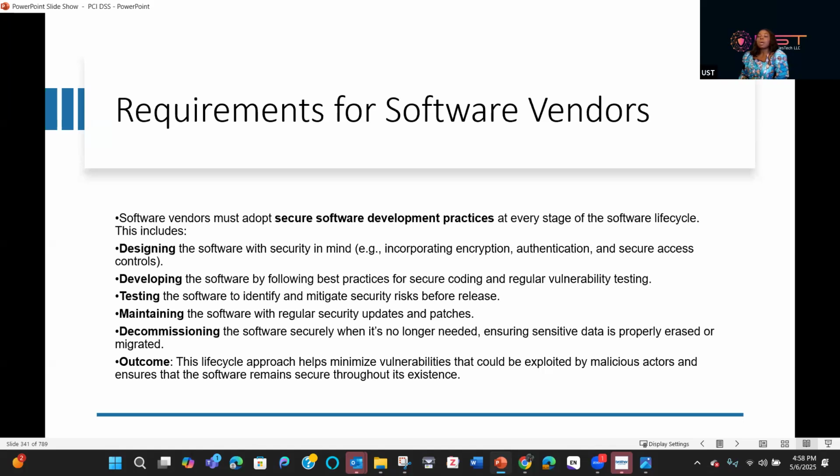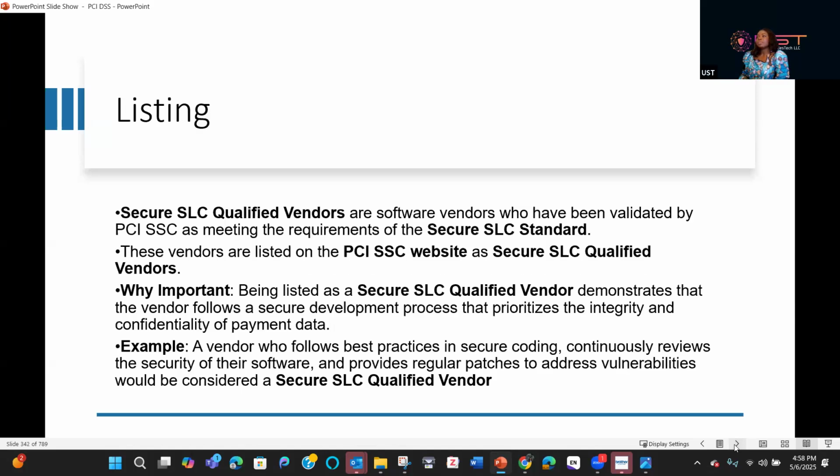Ensuring sensitive data is properly erased or migrated. An outcome: the lifecycle approach helps minimize vulnerabilities that could be exploited by malicious actors and ensures that the software remains secure throughout its existence, right? Then once that is done, we go through the process of listing, where the Secure SLC qualified vendors, you've been approved as a software vendor who has been validated by the PCI SSC as having met that requirement, and that's why they can be listed. These vendors are listed on their website as the Secure SLC qualified vendors.